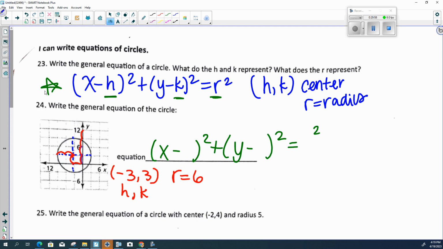Okay, so x minus negative 3, I'm just going to change it to a plus, and y minus the 3 equals 6 squared. 6 squared is 36. Make sure that yours has a 36 here. Make sure yours has a plus there.